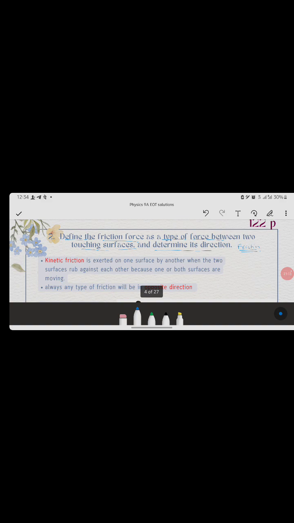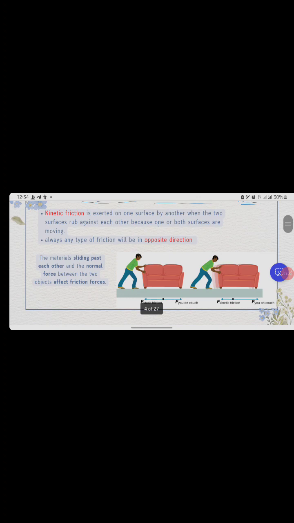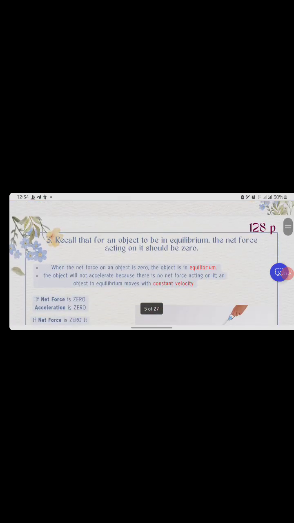So let's come back to the question again. Here also it has been explained like this. They have taken the example of a sofa. I explained with the example of the block, and the things are the same. Next question.